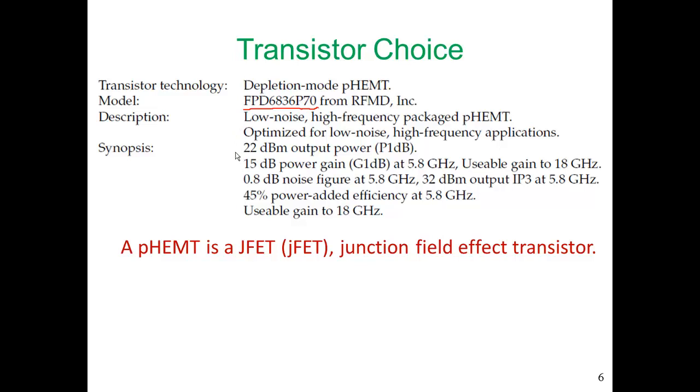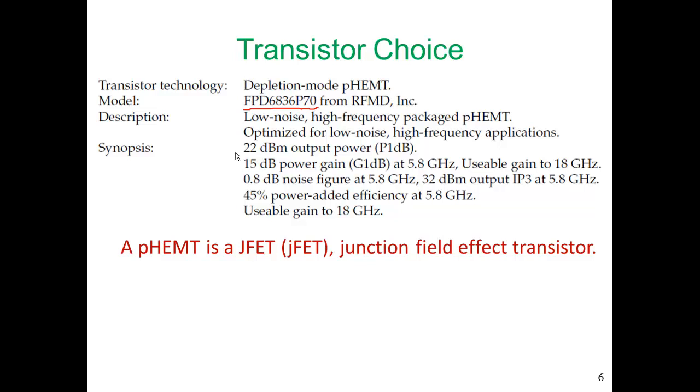The output is 22 dBm, that's about 157 milliwatts, and that power level is measured when the gain has compressed by 1 dB. So the signal is so large that the gain has been suppressed by 1 dB. So we say that 22 dBm output power is the P1dB power. Of course, we can get any gain from a transistor by providing feedback. But when we go into saturation, the gain that we can get is limited. So this transistor achieves 15 dB power gain when we're at the 1 dB gain compression point. So the gain at 1 dB gain compression is called G1dB.